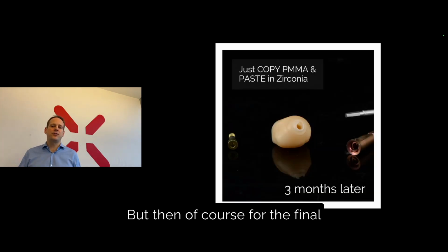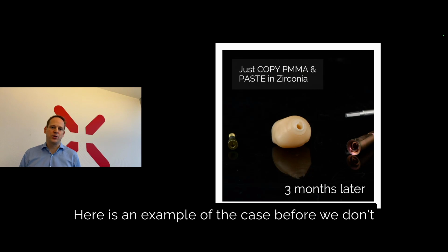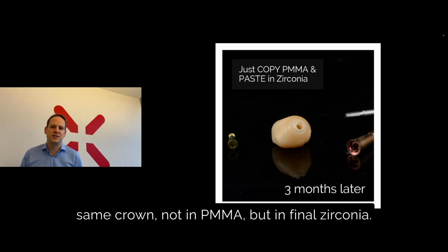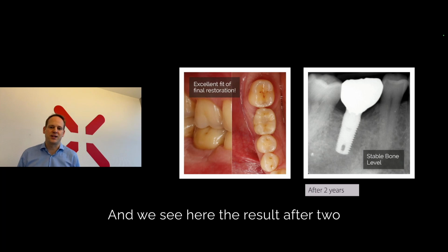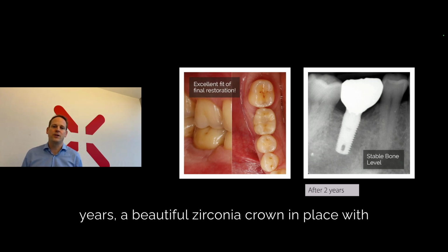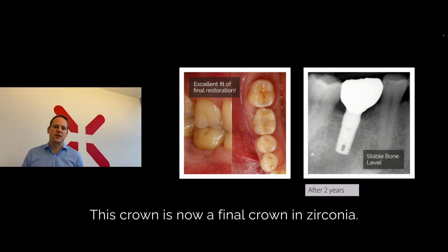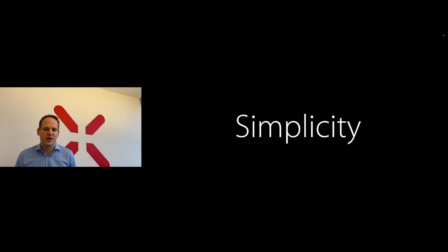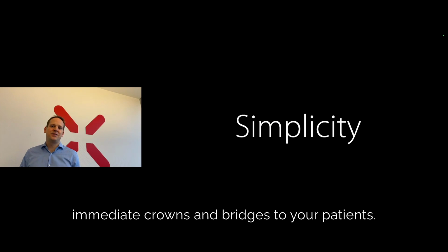But then, of course, for the final restoration, we need a zirconia crown, we need a dental technician. Here is an example of the case before. We don't have to do a new design, we just mill the same crown, not in PMMA, but in final zirconia. 3 months later, this is how we insert it, and we see here the result after 2 years, a beautiful zirconia crown in place with amazing bone levels on the matrix implant. This crown is now a final crown in zirconia. So this is the benefit of providing immediate crowns and bridges to your patients.